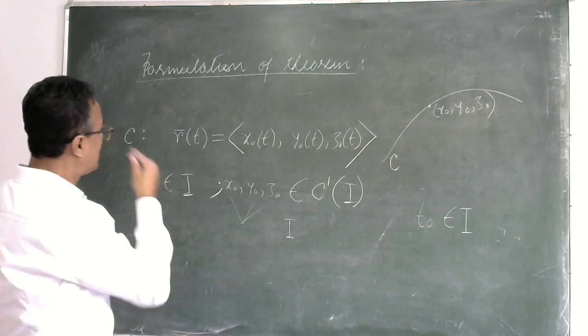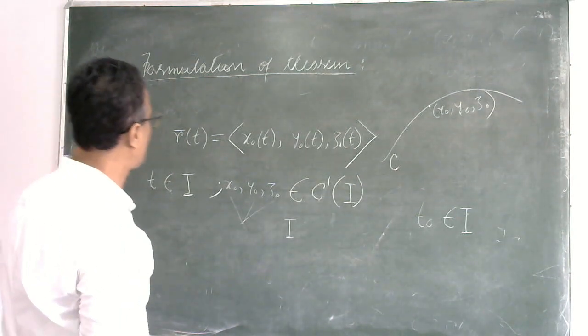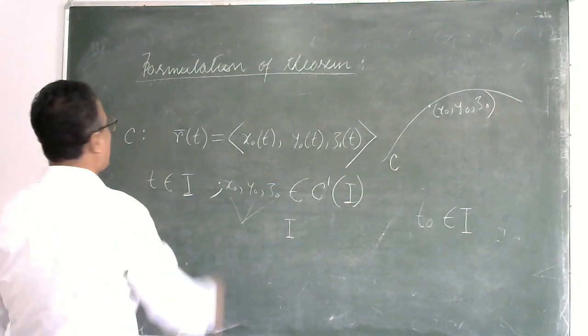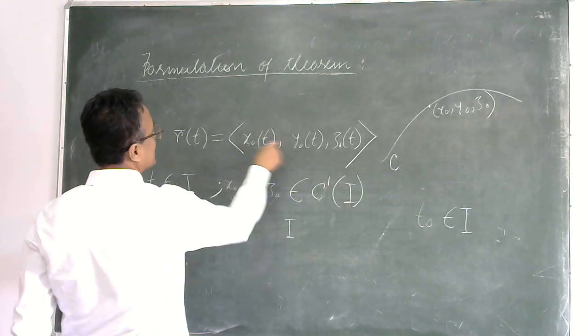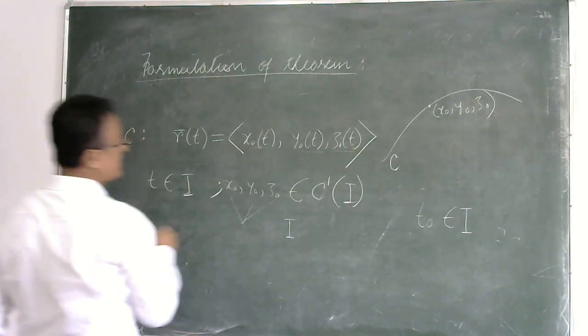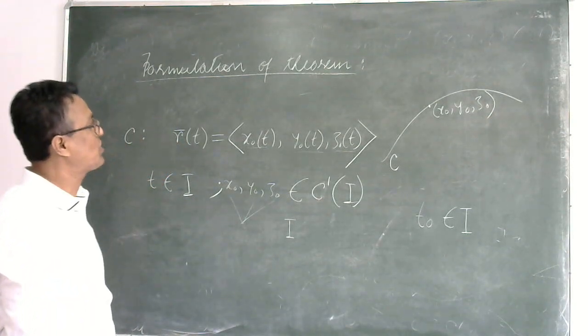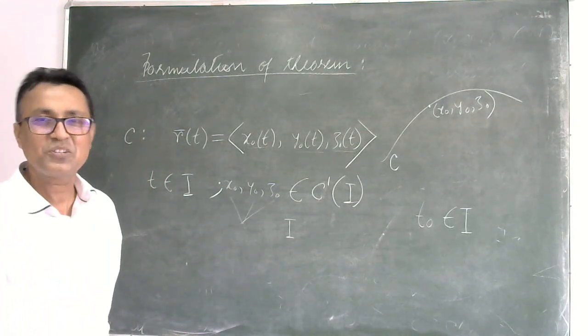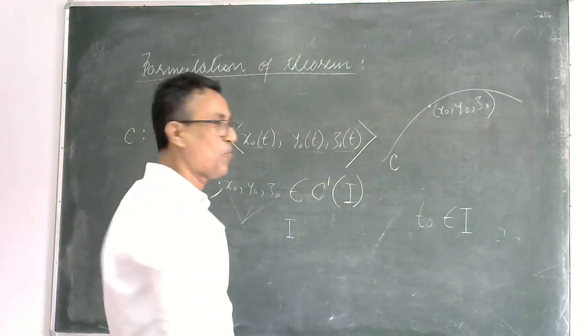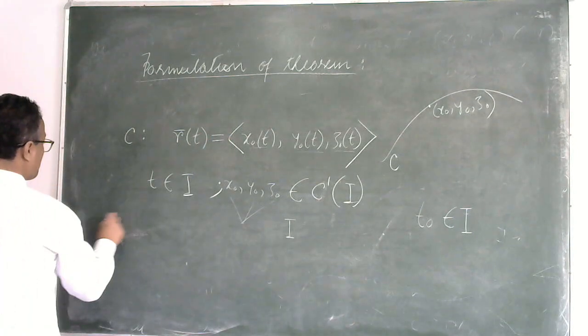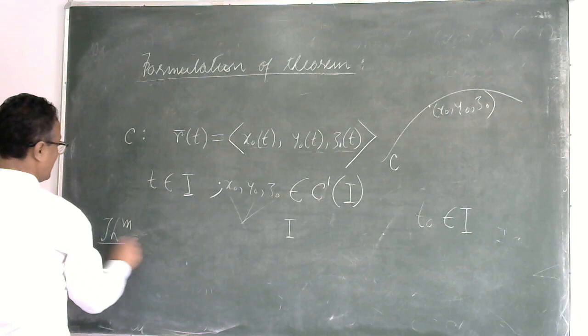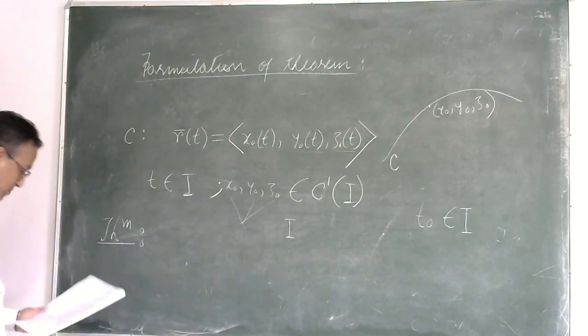Now, another interesting thing you must have noticed is that I have defined these functions through which I have parameterized the curve C as x0, y0, z0. Do you have any idea why I am doing it like this?